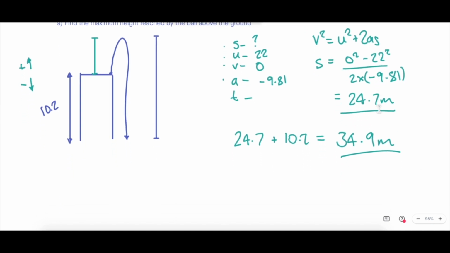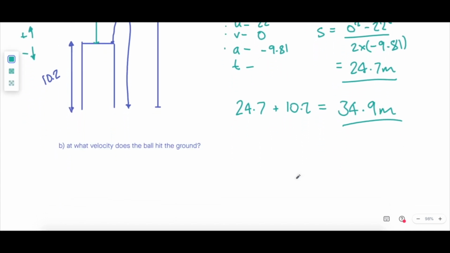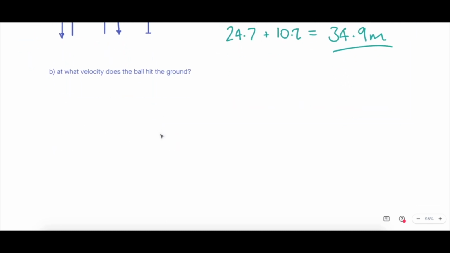So let's look at part B to this question. At what velocity does the ball hit the ground? To find out what velocity the ball hits the ground, you can use SUVAT again. So now you know what your S is. Your S is 34.9, which we just calculated.